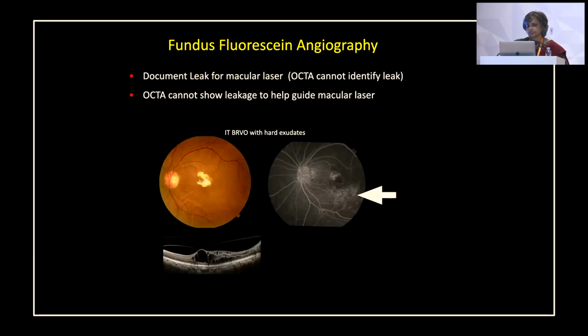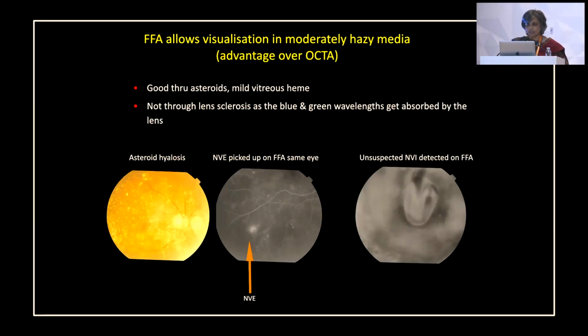Similarly here, a patient presenting like this, fluorescein shows that it's an inferotemporal BRVO with leakage, so this is where the laser has to be applied. So fluorescein has a very important role in many cases, and also can pick up new vessels where the view is poor, even new vessels on the iris showing leakage on the right side.